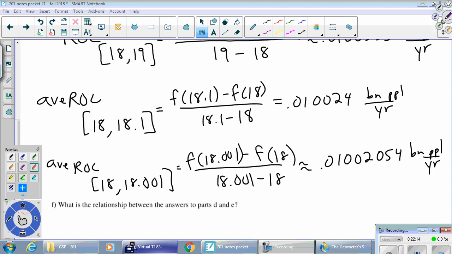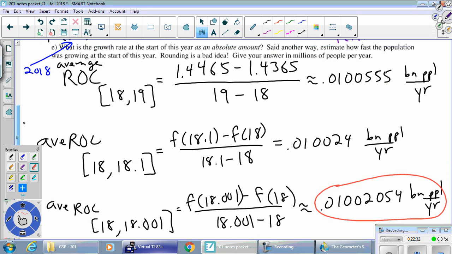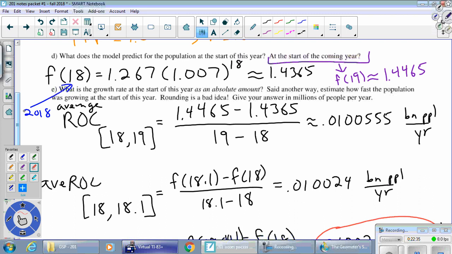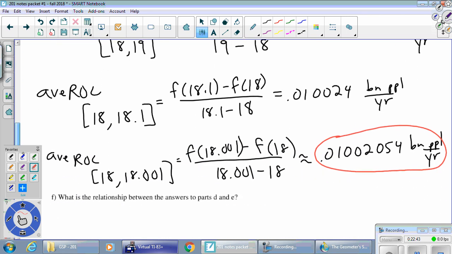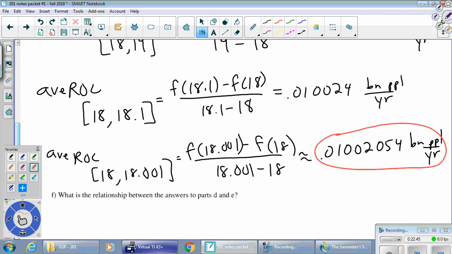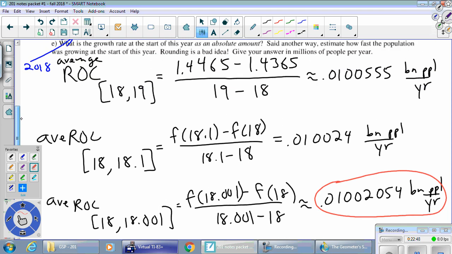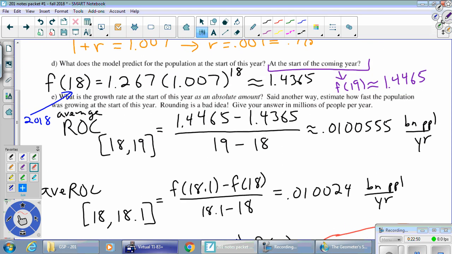Okay, so our estimate for the rate at which the population was changing at the start of 2018 is this. So 0.01 billion people per year, which is roughly 10 million people per year. What's the relationship between the answers to D and E? So that's our final answer for E. And our answer for D says, what did the population predict for the start of this year and the start of the coming year? So what we're predicting here is that we're gaining about 10 million people from 2018 to 2019. So was that the reality?